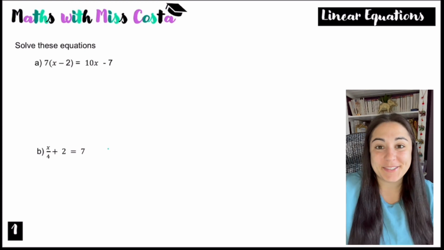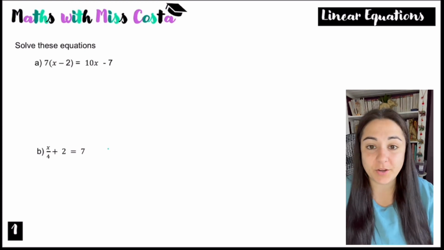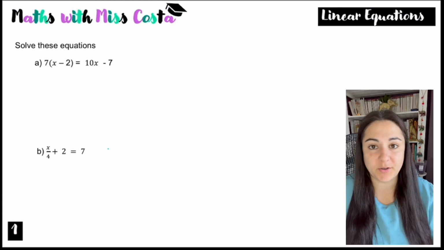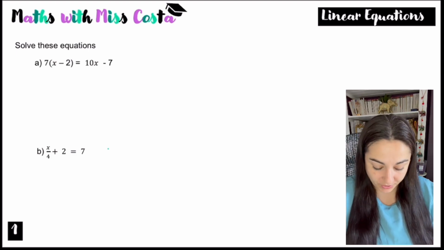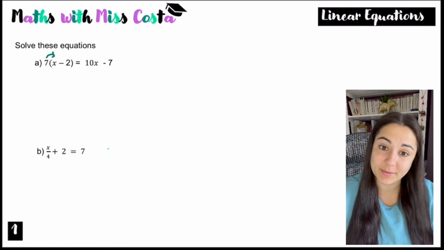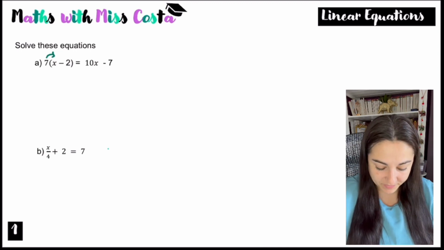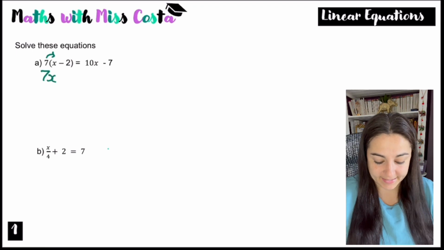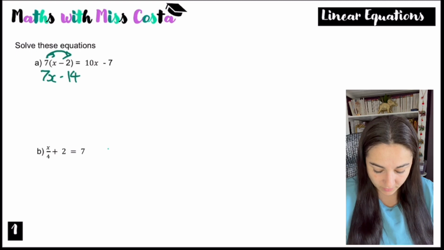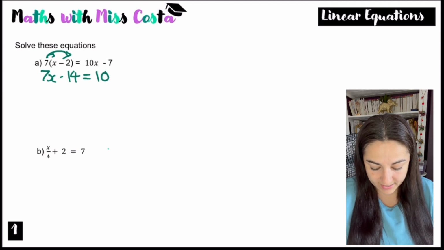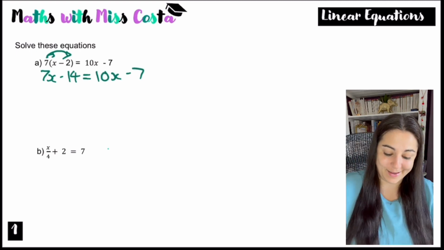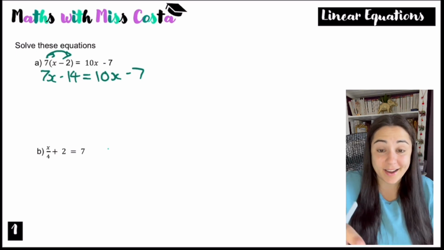Now, this equation has brackets in it. Don't let that scare you. Whenever you see brackets, all you need to do is just expand them. So when we're expanding brackets, the number on the outside tells us how many times we're multiplying each part on the inside by. So 7 multiplied by x would give me 7x, and 7 multiplied by -2 would give me -14. Okay, so then you're left with an equation with variables on both sides, like the one that we just solved.